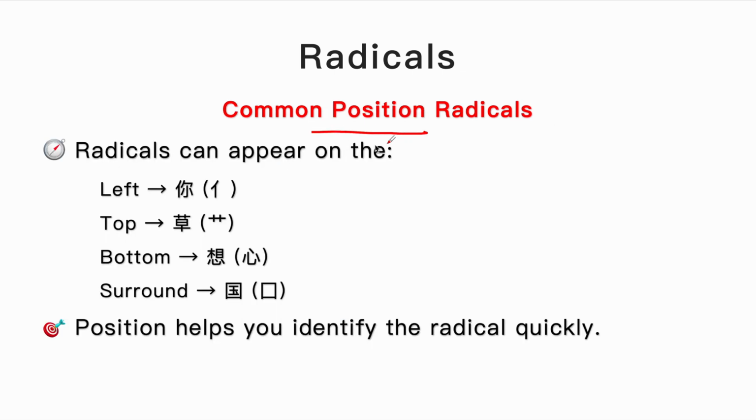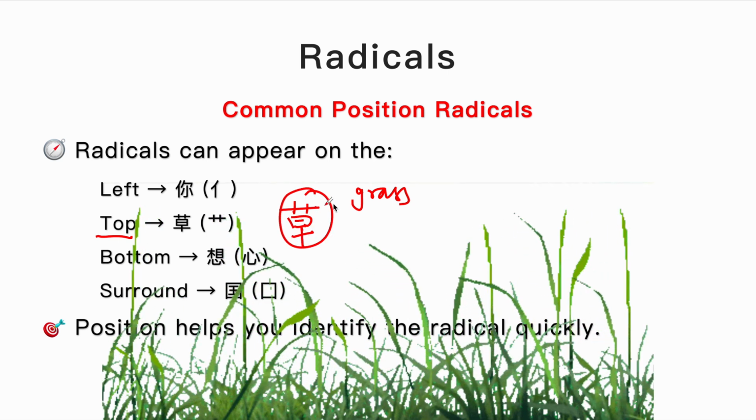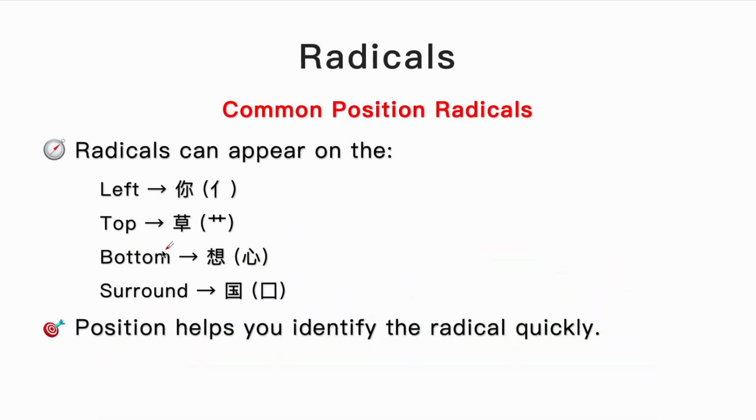Talking about the position of radicals, they can appear at the left side. For example, in this character, I just told you this is related to a person, and if you add the right side, this means 你, you. Radicals can appear on top. For example, here, this is related to grass, and if you add the bottom part, this whole character means grass.